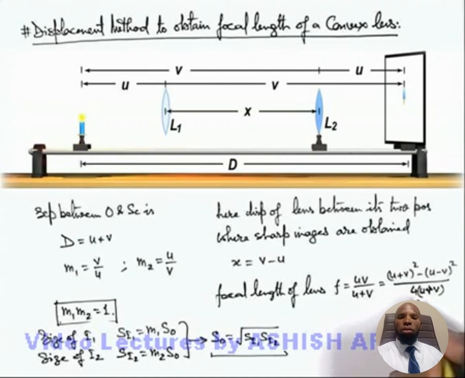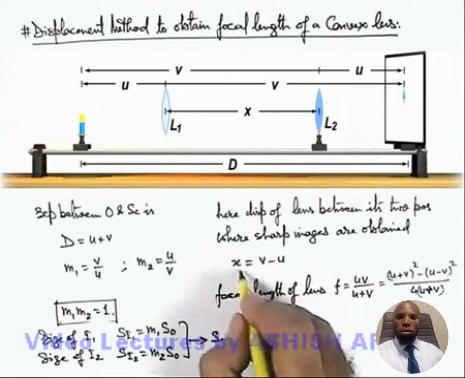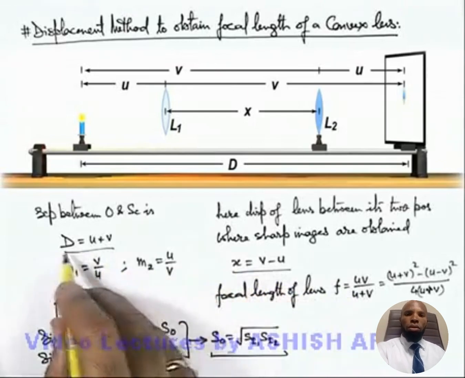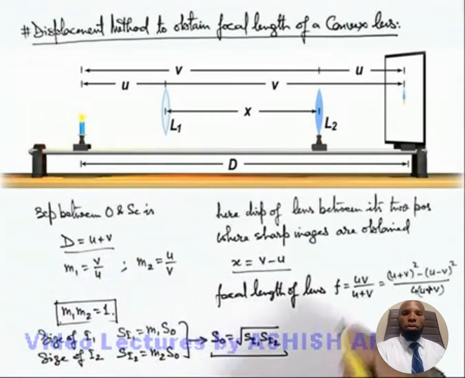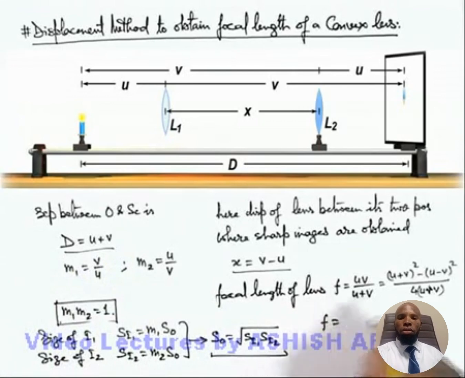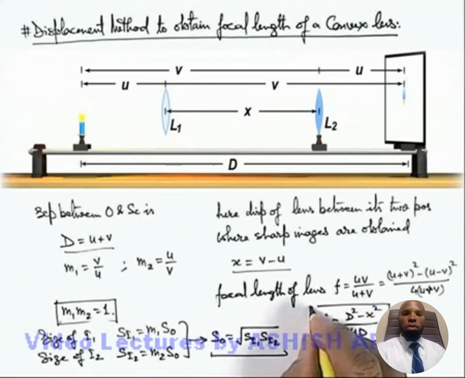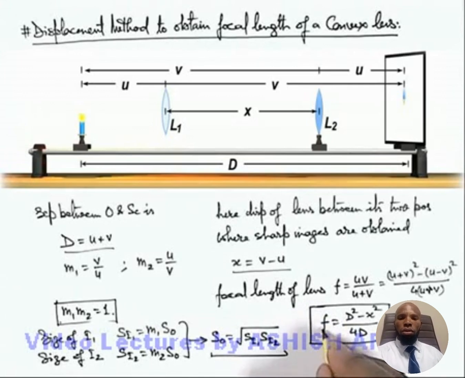The simplification I have done is to express the focal length in terms of x and d, which are the separation between the lens positions and the separation between the object and the screen. So here the focal length can be directly given as d square minus x square by 4 times d. This is the expression using which we can experimentally find out the focal length of the lens, provided here the value of d must be greater than 4f.